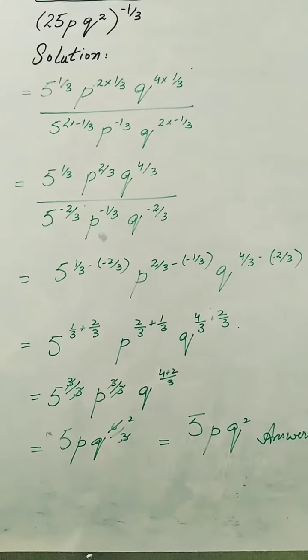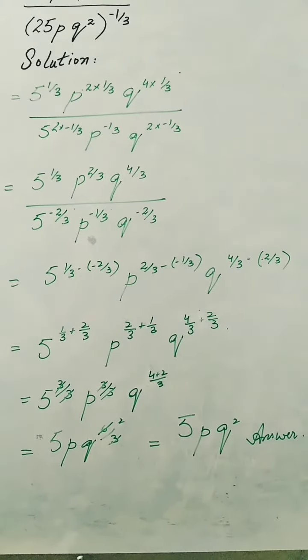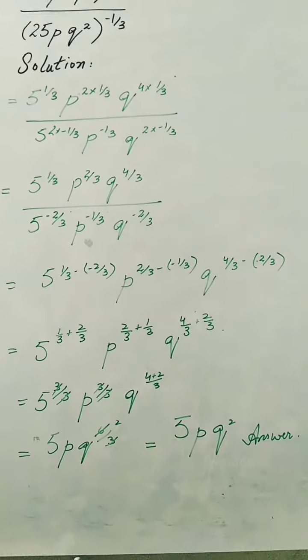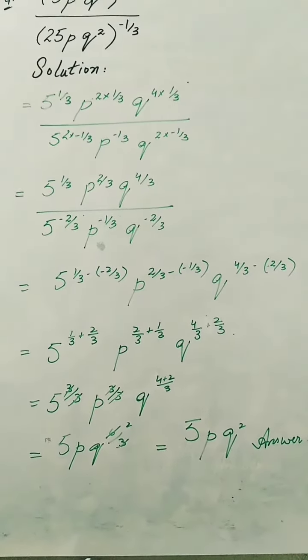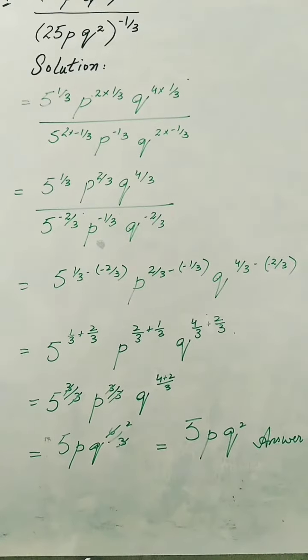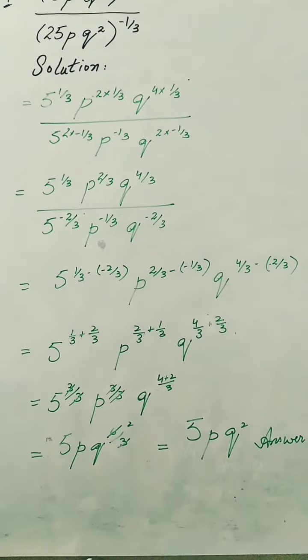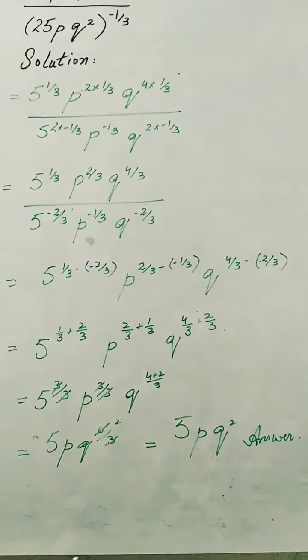After solving, we will have 5 raised to the power 1 over 3 plus 2 over 3, p raised to the power 2 over 3 plus 1 over 3, q raised to the power 4 over 3 plus 2 over 3. After taking LCM, we will remain with the factor 5 raised to the power 3 over 3, p raised to the power 3 over 3, q raised to the power 4 plus 2 over 3. And after the cancellation, the final answer will become 5pq square.